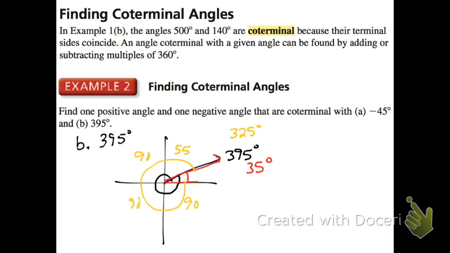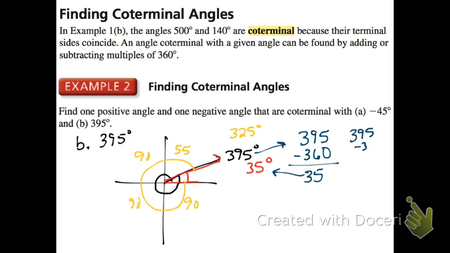Okay, so now instead of having to draw these every single time, we can just look at the rule going on here. If you take the angle that you're starting with, 395, you can add and subtract 360 from it to get each coterminal angle. So I'm going to subtract 360. I get 35 degrees, so that's where that came in.